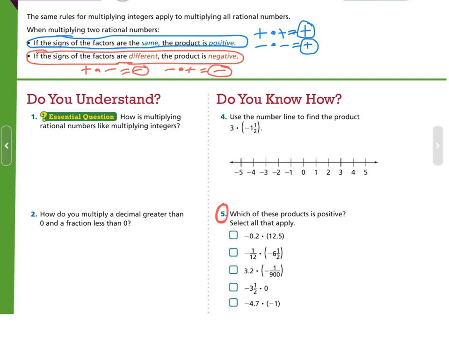Notice in your key concept that the rules for multiplication are the same even if you have rational numbers instead of just integers. Try question 5 and come back and check your answer. There are only 2 positive products in that list. Both of them show a negative rational number times another negative rational number.